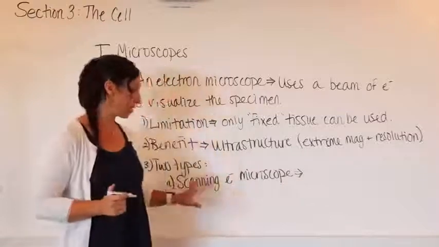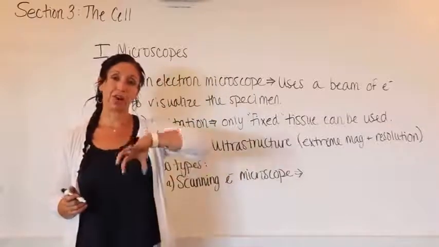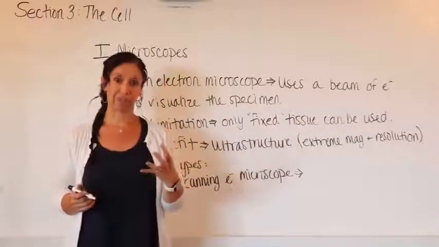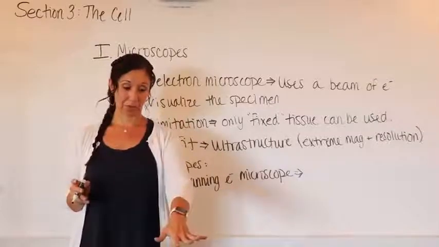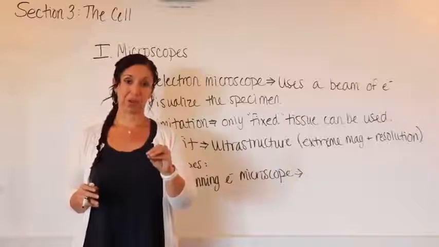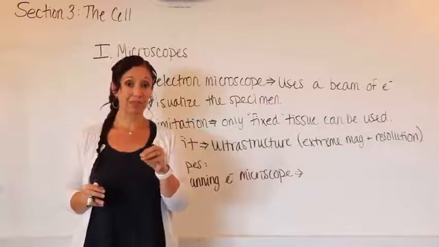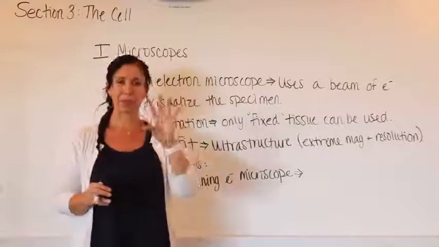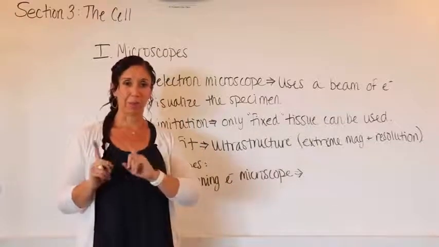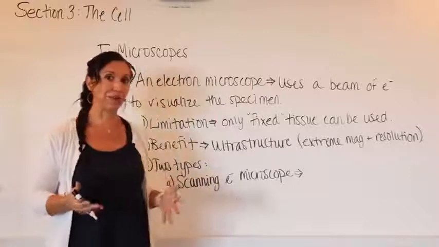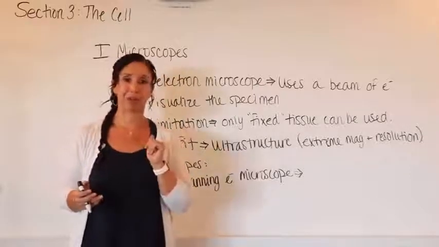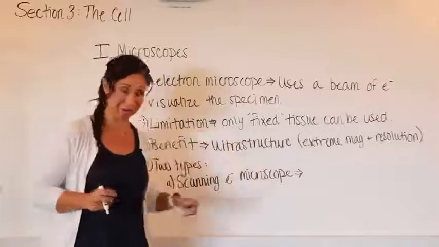So a scanning electron microscope will give you the ultrastructure of the surface of an organism. And on our website, I'm actually going to make a little slideshow for you so you can see the differences between light microscopes and electron microscopes. And I'll point out the difference between these two types of microscopes, so you'll know right away, oh, that was a scanning electron microscope, and the other one is what we're going to talk about in a second.